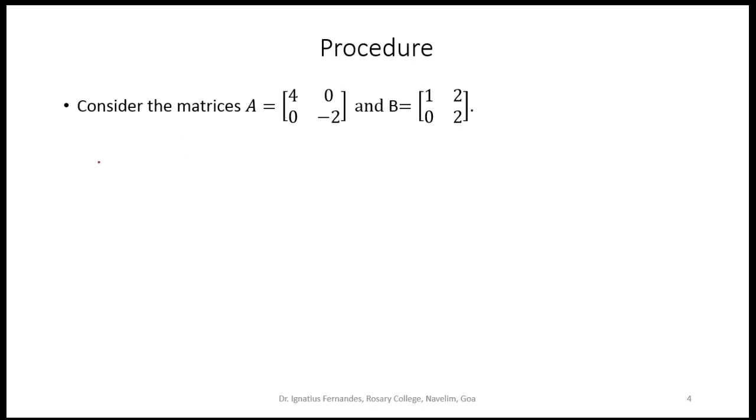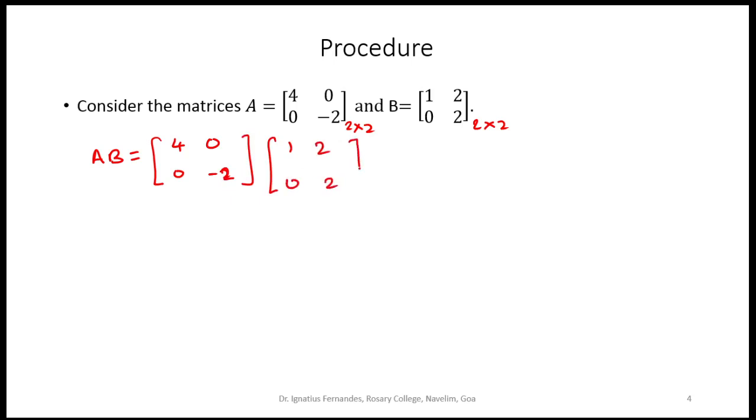So what I want to do is find A into B. Okay, so 2 by 2 matrix, 2 by 2 matrix, they can very well be multiplied. So I want to multiply 4 0 0 minus 2 to this 1 2 0 2. To multiply the matrices, we start with the first row of the matrix A and we multiply it to the first column. So this will get multiplied to this.